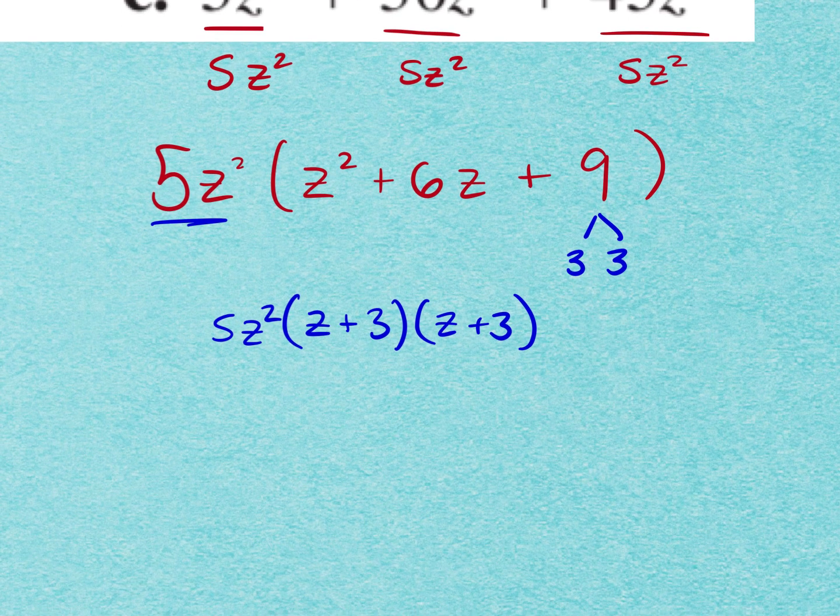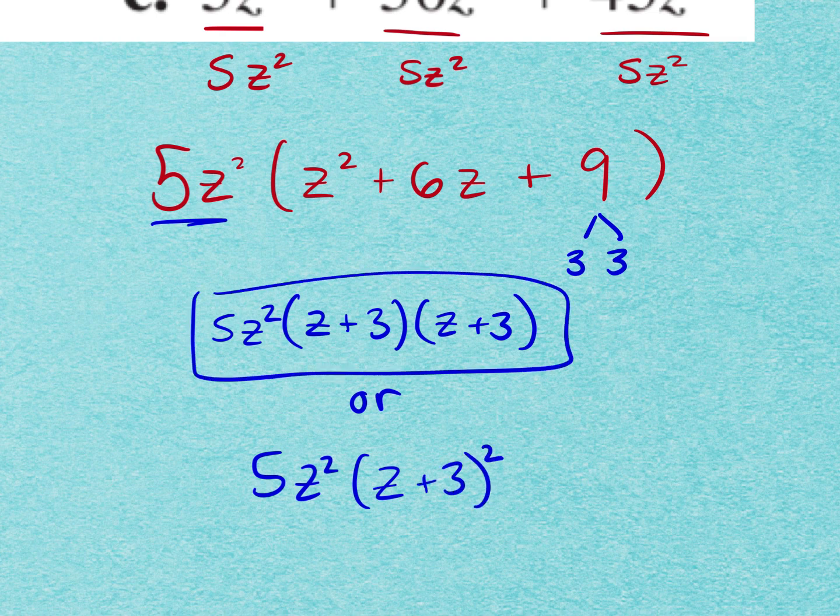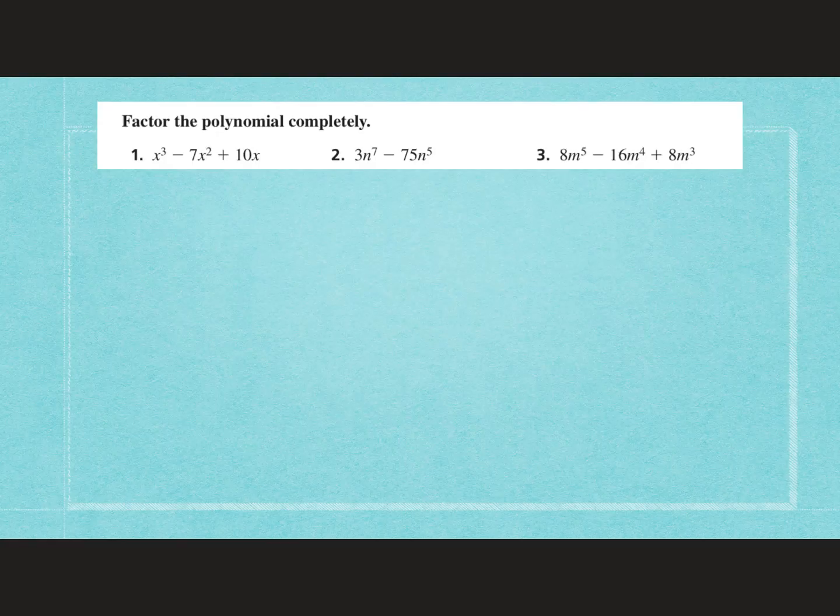Now we can also write this, since I have two z plus 3s, I could say 5z squared times z plus 3 squared. You can write it either way. This way is fine. If you want to write it, since there's two of them, as squared, you can do it that way too.